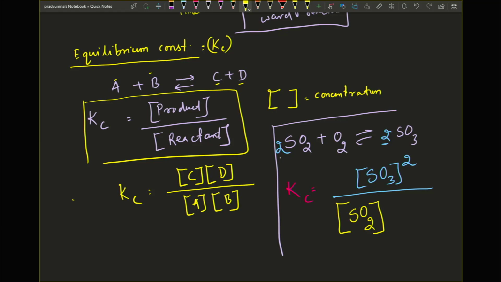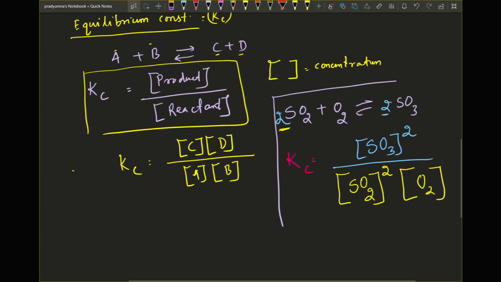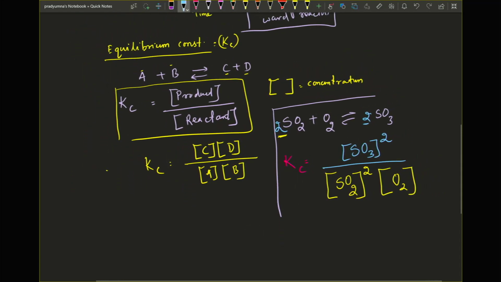How many SO2 do we have? We have two SO2, so this should be raised to the power of 2. And then you multiply with oxygen. So that's our equilibrium constant. So you have to factor in the coefficient. So if I have to write down a formula, I would write something like this.